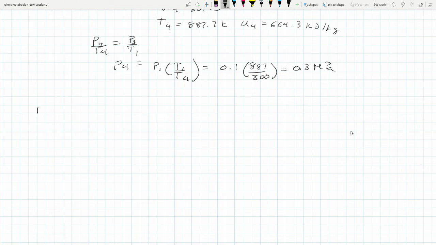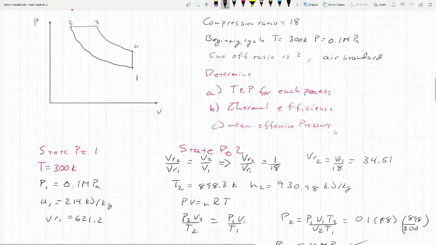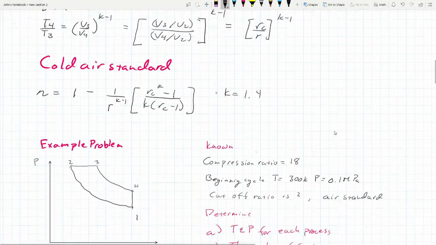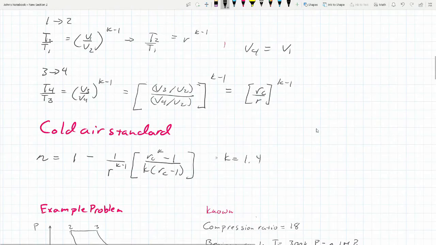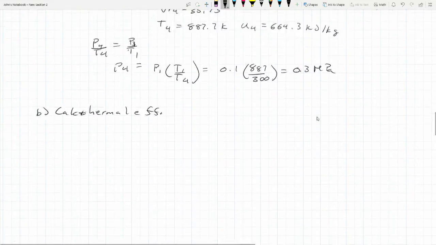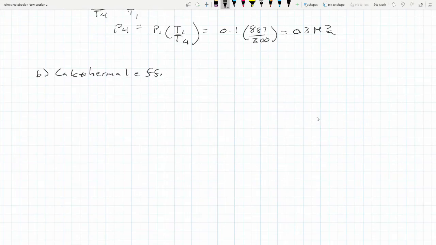Now we're going to find part B, which is to calculate the thermal efficiency. So remember, this was air standard. So we can use this equation up here. Oh, this was air standard. That's cold air standard. Guess we can't. Never mind. So I have to do this the hard way.